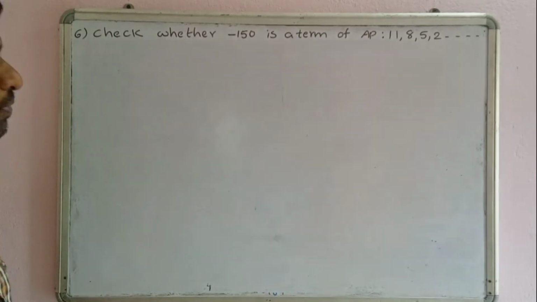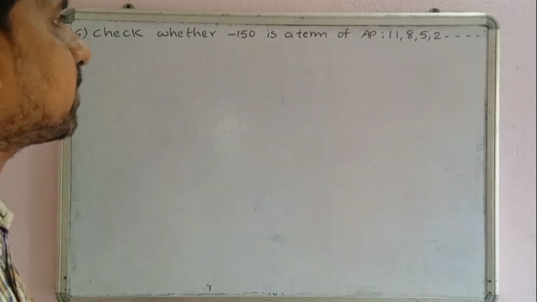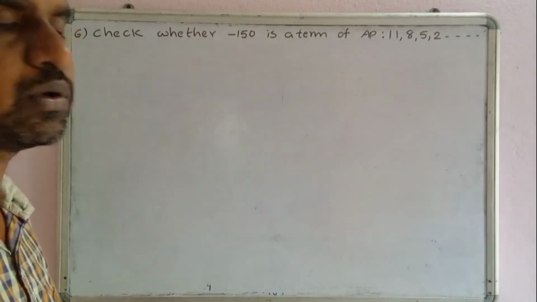Exercise 5.2, problem 6, progressions. Check whether minus 150 is a term of the AP 11, 8, 5, 2.